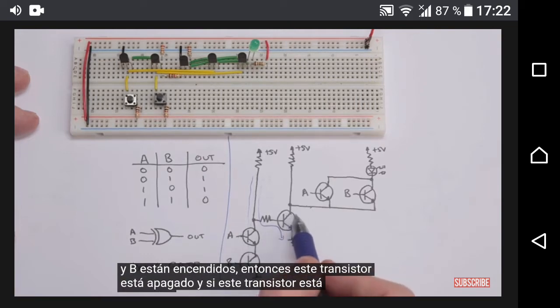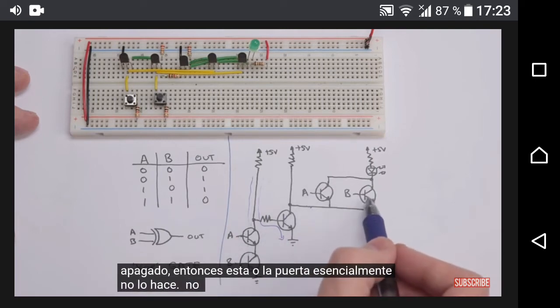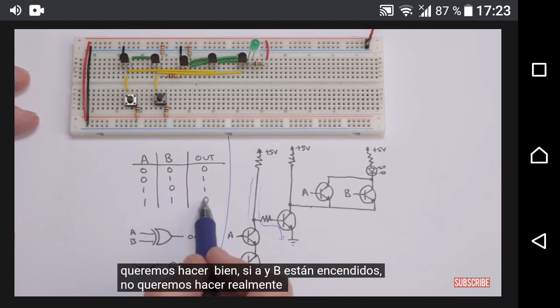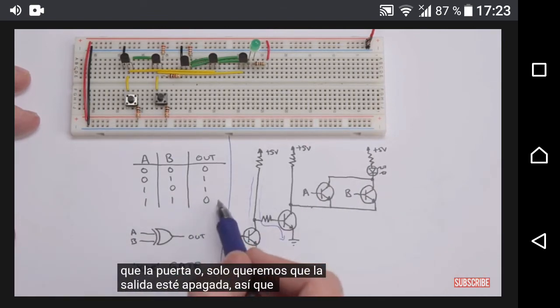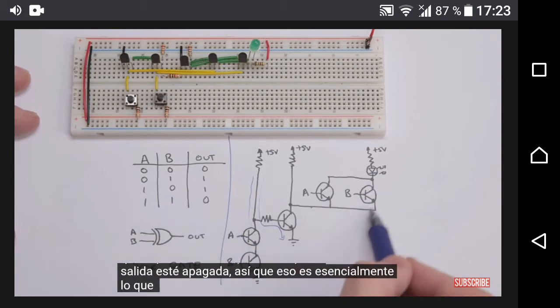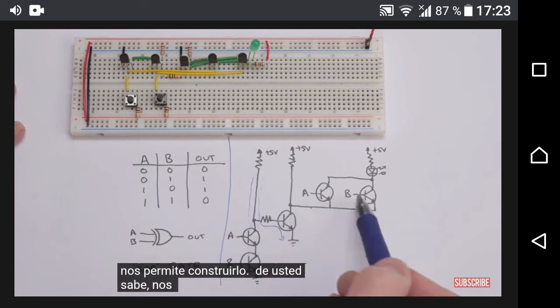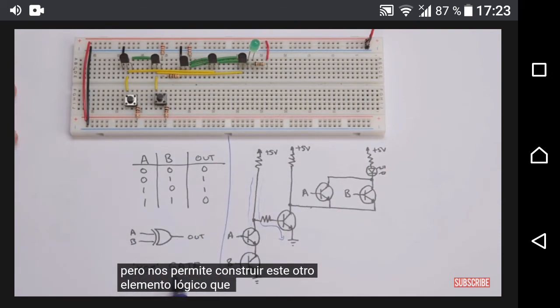And if this transistor is turned off, then this OR gate essentially doesn't work, which is what we want, right? If A and B are on, we don't want to do the same thing as the OR gate. We just want the output to be off. So that is essentially what's going on here, and it takes us 5 transistors to do it, but it lets us build this other logic element, which is this XOR gate.